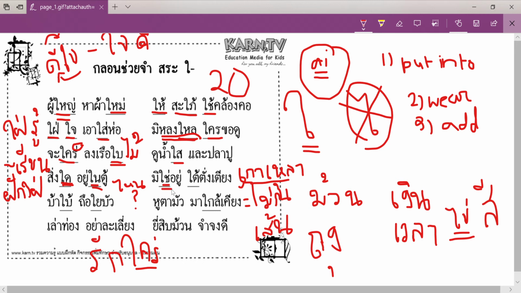Okay, and ใช่ means yes. It can mean yes, and ใช่ไม่ใช่ can also mean yes and no. ใช่.